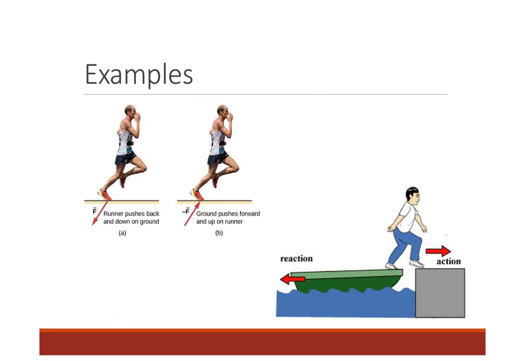So let's look at some specific examples. Here we have a runner, and this runner is pushing on the ground. So the action force from the runner is pushing down on the ground. The reaction force is the ground pushing up on the runner. The force is the same, but the mass of the runner is very, very small. We'll make a little m, in comparison to the mass of the ground, which of course is huge because you have the earth underneath all of that ground.